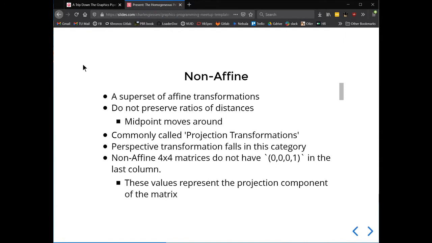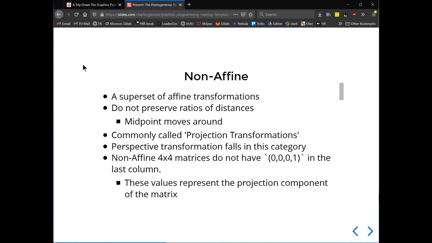Non-affine is really a superset of affine transformations, so it's not binary. What non-affine matrices do is they do not preserve the ratios of distances. So when you apply the matrix, it moves that midpoint around to where it's not the same ratio of distance between the ends. It could skew it to the left or to the right or anywhere. But it does preserve collinearity, so the lines will still be the same.